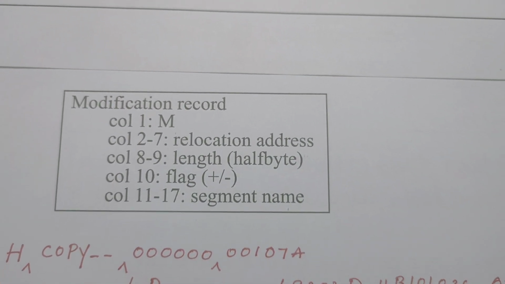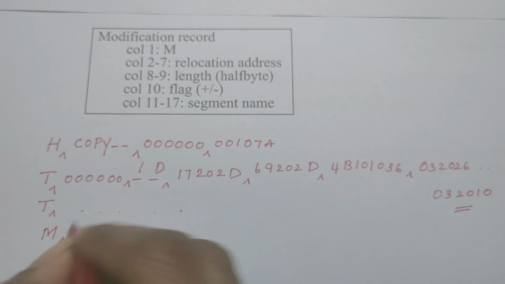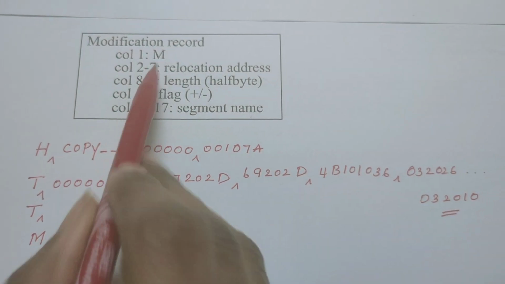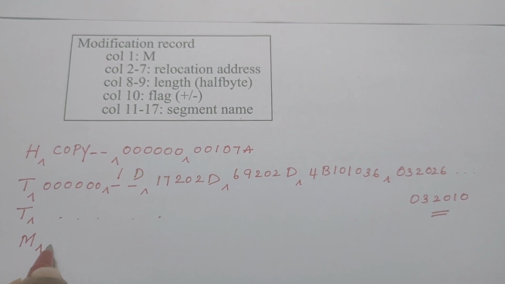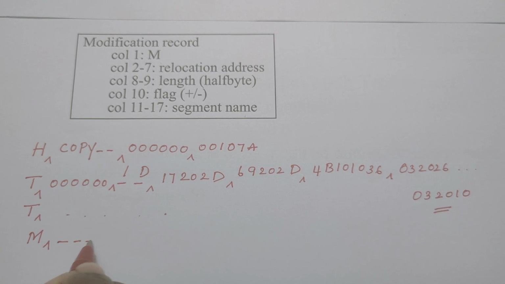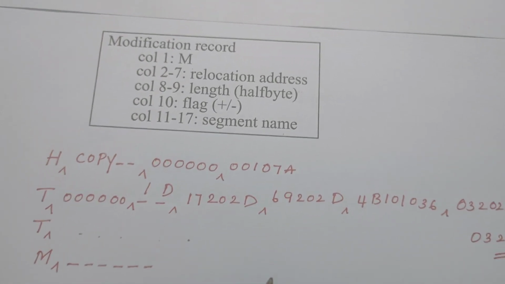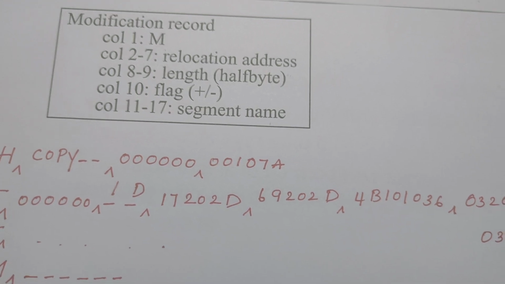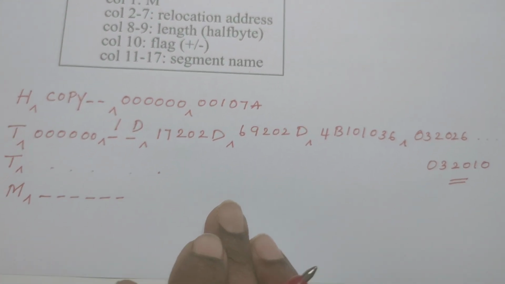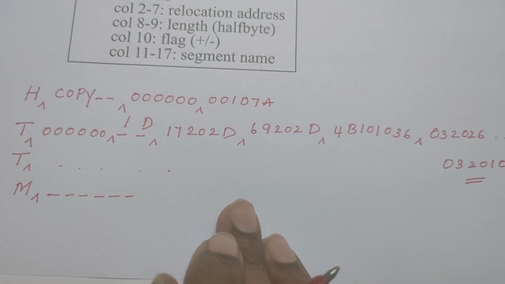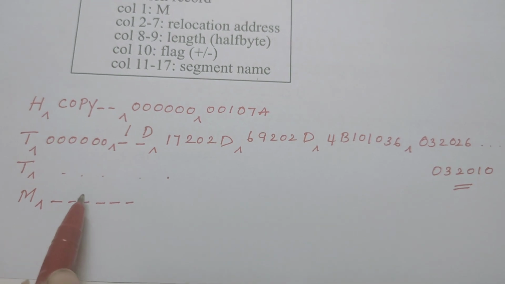So how do I write the modification record? The modification record begins with the letter M. Column 1 contains M, and the relocation address will be available in the next 6 columns. But the relocation address will be known only at the time of relocation. Now it is not known. So once the relocation address is known, where it should be reflected, that address we have to write here.